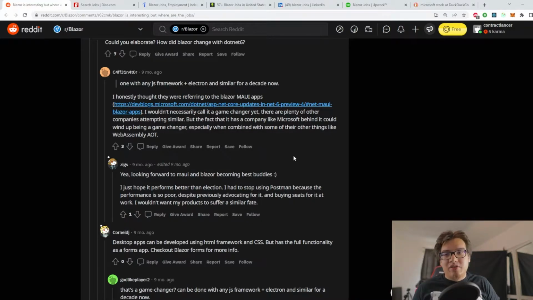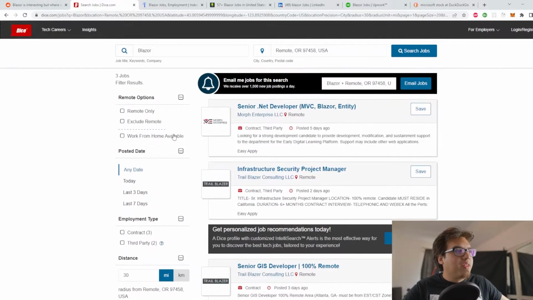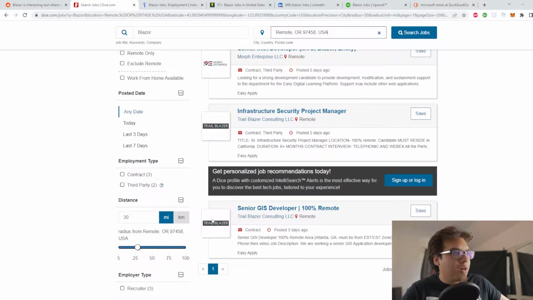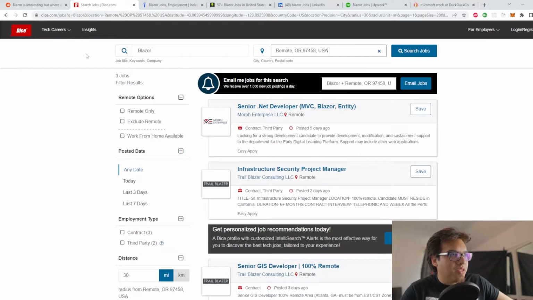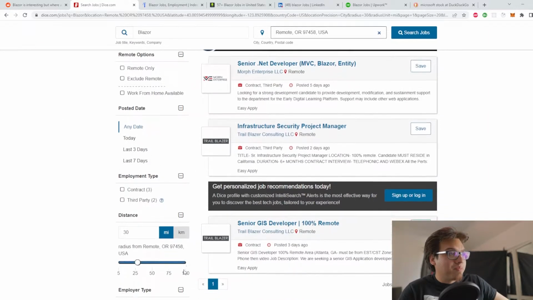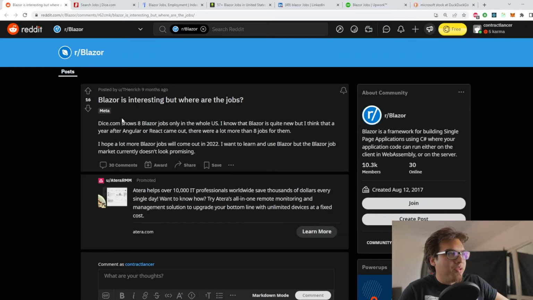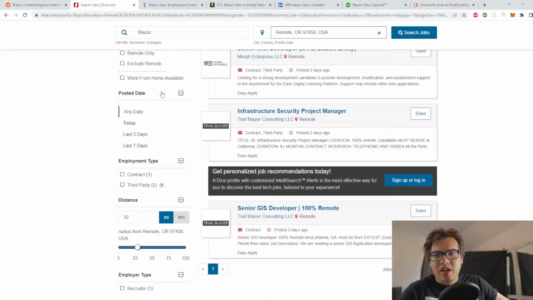So there's a lot of factors that go into finding a job that requires Blazor, but it doesn't mean that there aren't any jobs that require Blazor. Although in the Dice example, yes, I was only able to find, just looking for Blazor and remote or USA, 3 jobs. But Dice isn't the only place out here. I don't know what Dice does, but for whatever reason, they only have 3. And it seems that this individual only looked on Dice for these jobs. And this was 9 months ago. So it's understandable that 9 months ago, these jobs were very few and far between.